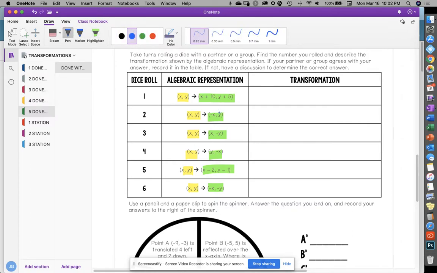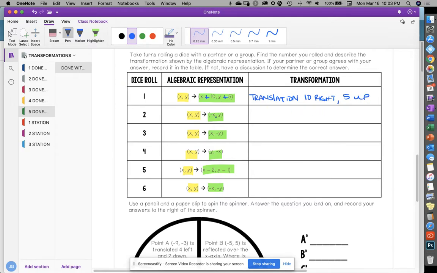So this one here, I went from x, y to x plus 10, y plus 5. If you notice, I don't have any negatives in front of those x's or y's, so there's no changing of the x or the y. I'm just moving. If I'm moving, that's a translation. So this one here would be a translation. And I went plus 10, so that's 10 to the right. And then I went plus 5, so that's 5 up. Let's look at this next one.